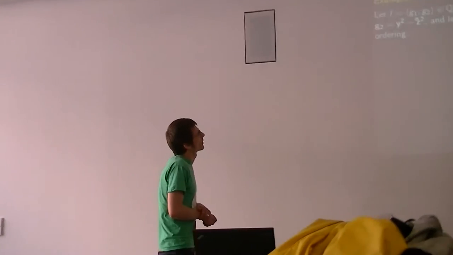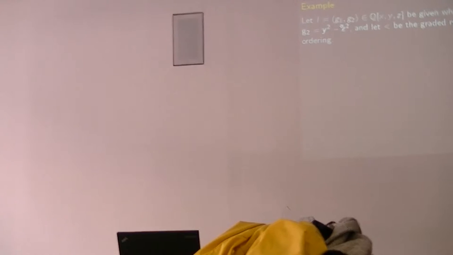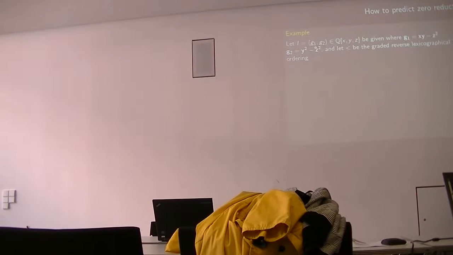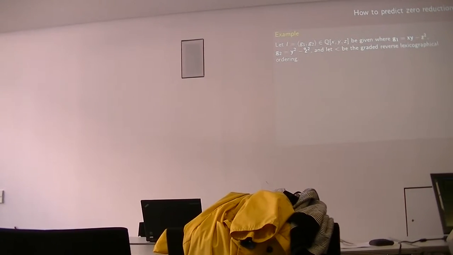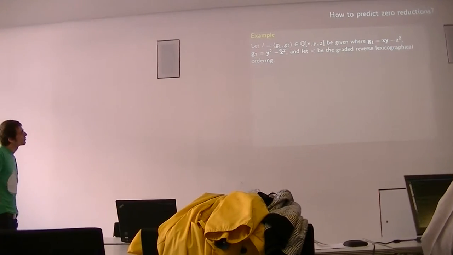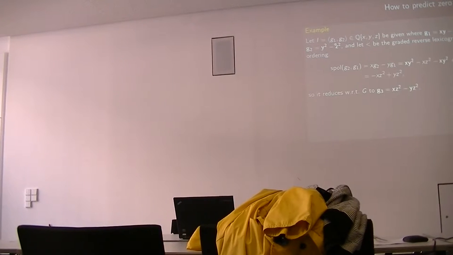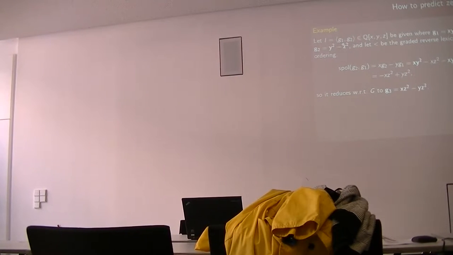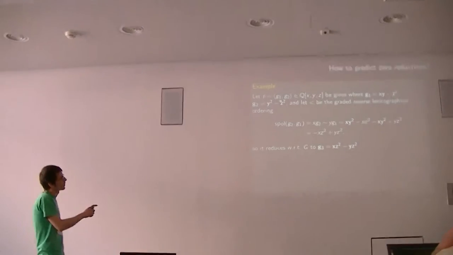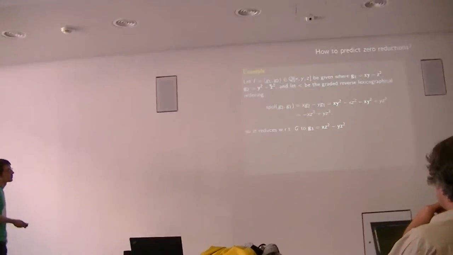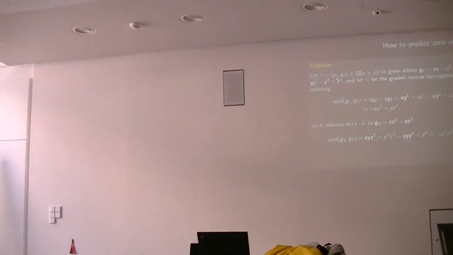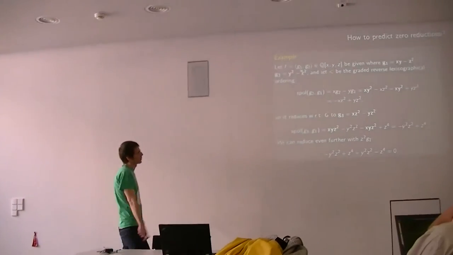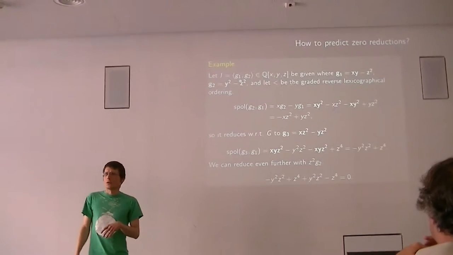So let's look at this small example, which we'll see for a long time in this talk. Let's say I is generated by g1 and g2, in the rationals in x, y, and z. We have the graded reverse lexicographical ordering. Let's say g1 is xy minus z squared, and g2 is y squared minus z. Then the S-polynomial of these two, and we see we cannot further reduce this element, so we end up with g3 being xz squared minus z. Then we add this to G, so we go on with the new S-polynomials, g3 and g1. But here now we see, well, we can further reduce this with z squared g2, and then we end up with 0.